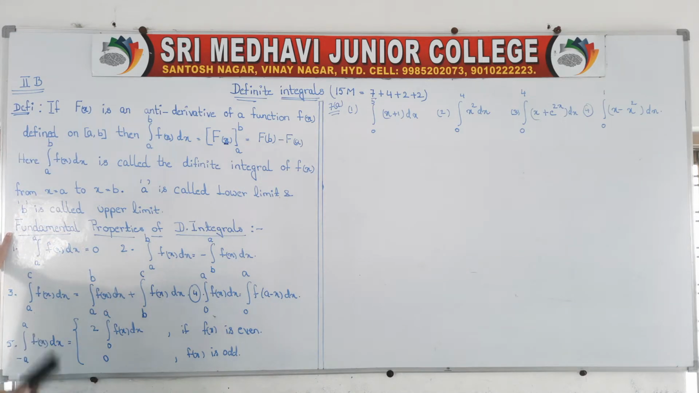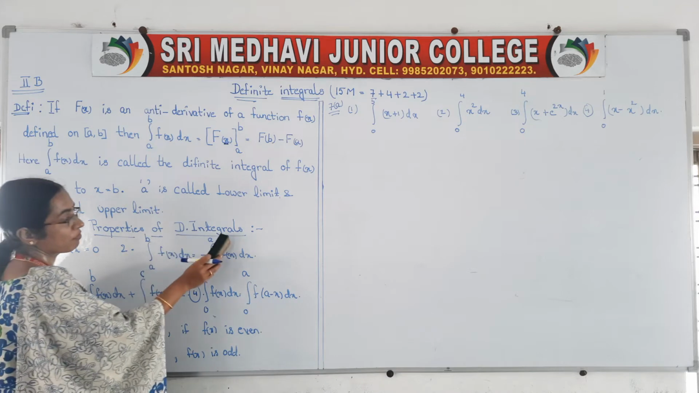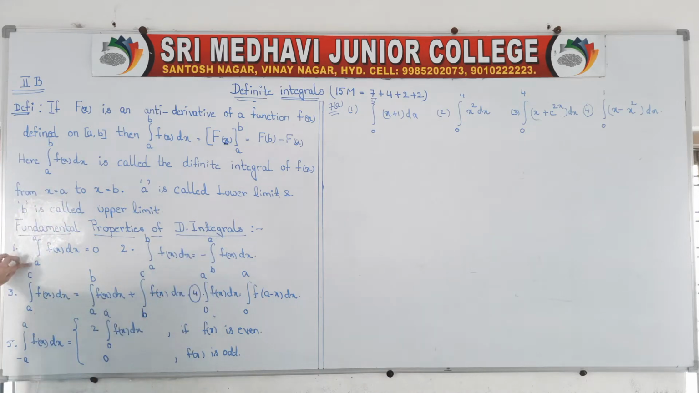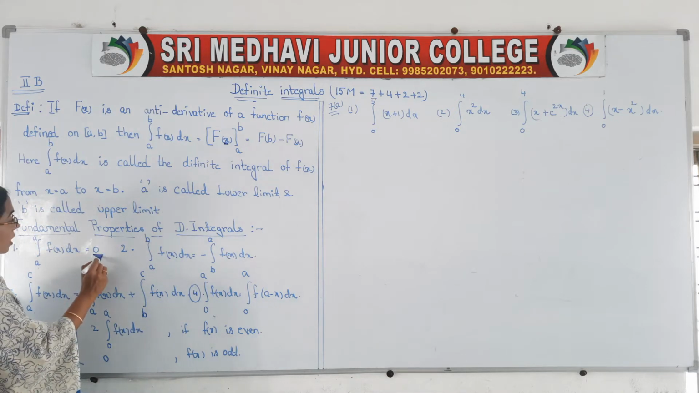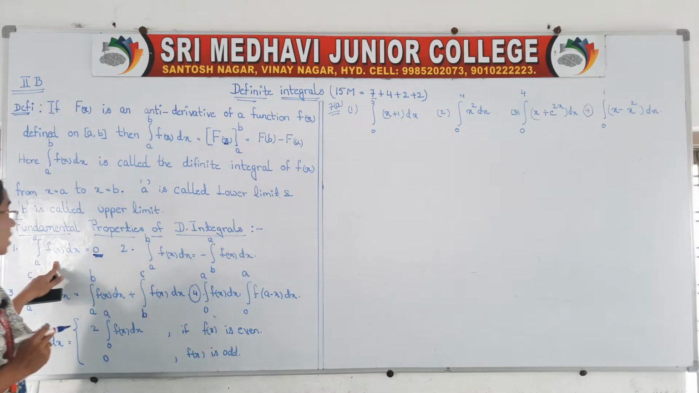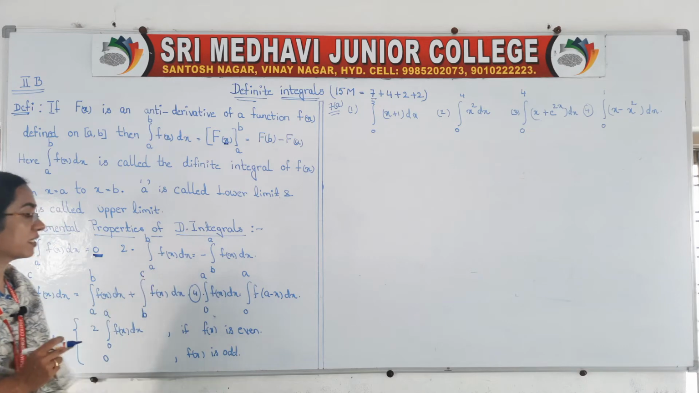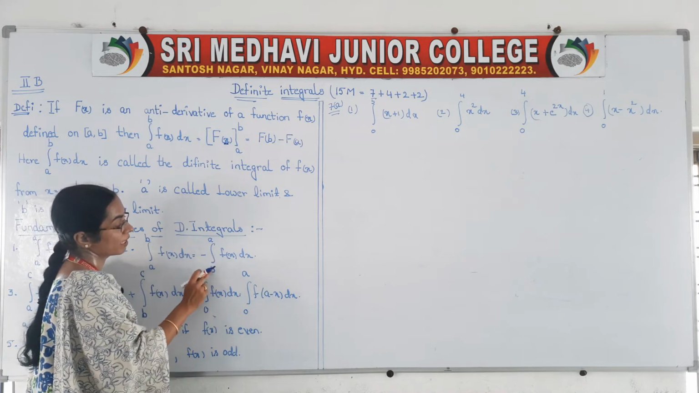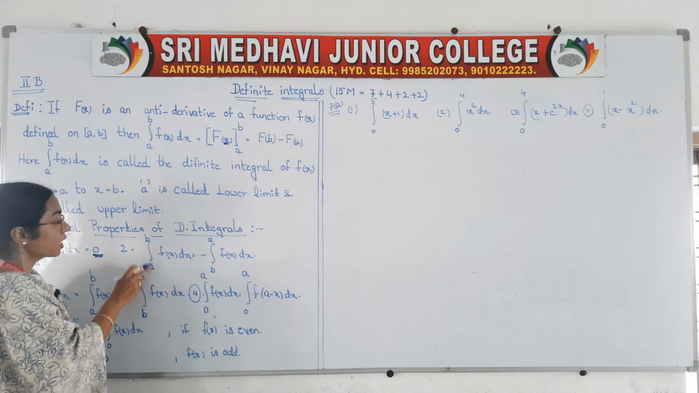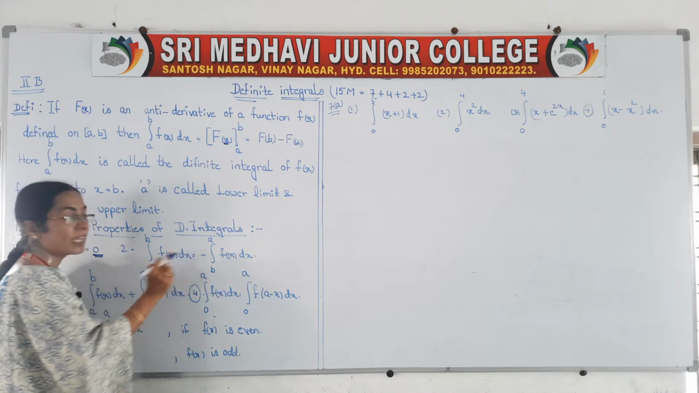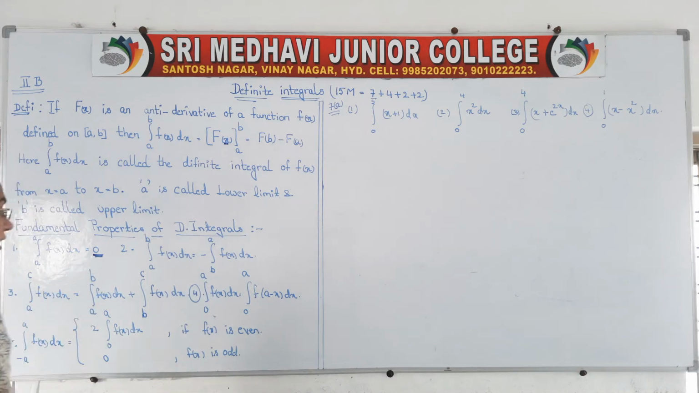Next come to some standard formulas, fundamental properties of definite integrals. First, integral a to a f of x dx, right, is equal to 0. If the lower limit and upper limit are both the same, then the integral value will be equal to 0, right? Next, integral a to b f of x dx can be taken as minus integral b to a f of x dx. That means if we change the limits, we will get the negative sign.